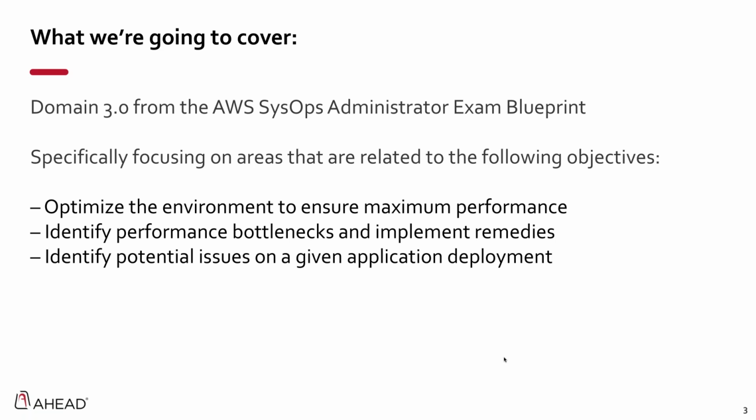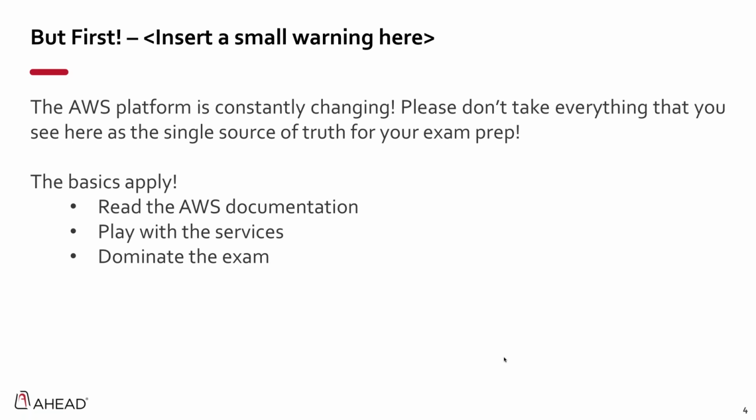Okay. So we've covered what we're going to cover, but first we have to insert a small warning, right? While we do have a good group of people here to look at this today, we really need to take a second to understand that AWS is a constantly changing ecosystem. So number one, read the AWS documentation related to the exam. That's important, right? Even what I've talked about here may not be the way it actually is by the time you see this video. So please don't take this as the written truth. I would say play with all of the services. And then finally, dominate the exam after you've played with all the services and read all the AWS documentation.